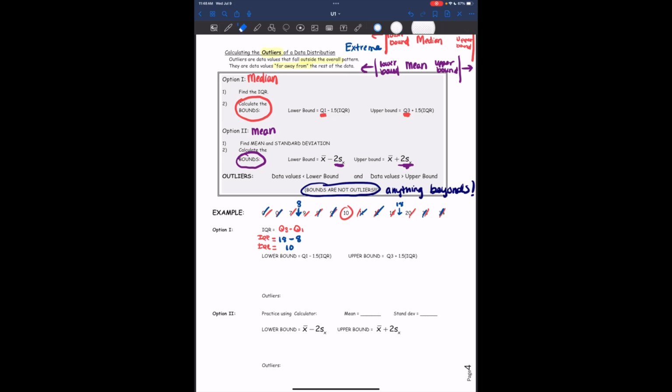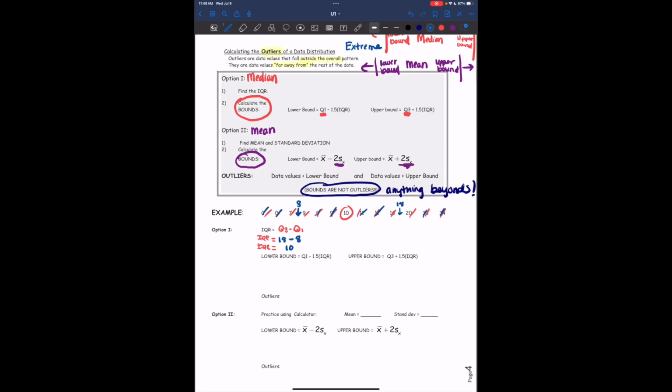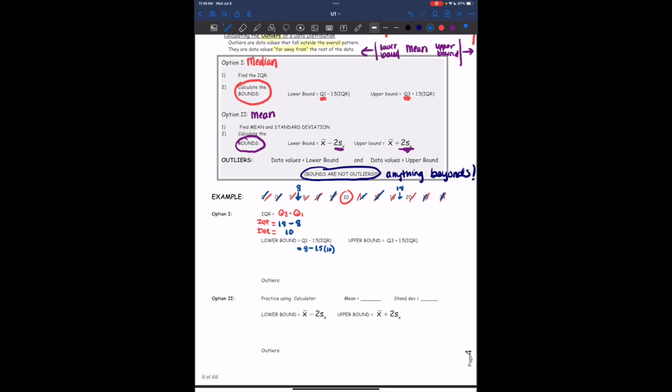So now I can work over here on finding my lower bound. My lower bound is taking Q1. Q1 was 8. And we need to take our IQR and go a little bit more than that, 1.5 on both sides. So we do Q1 minus 1.5 times the IQR, which is 10, and that is going to give me -7. So that's my lower bound. If anything is past -7, that is considered an outlier.